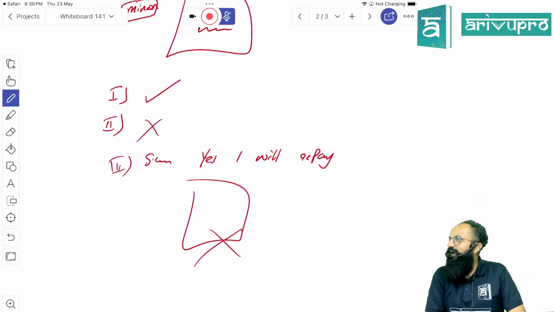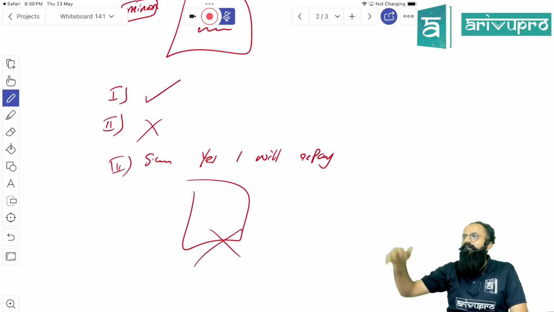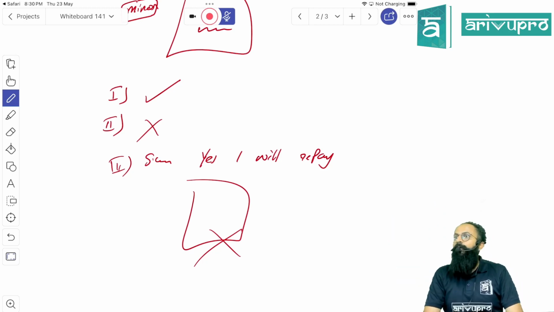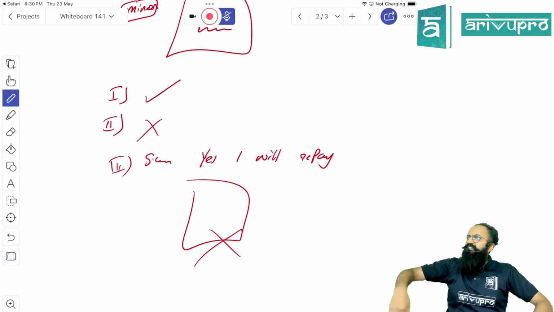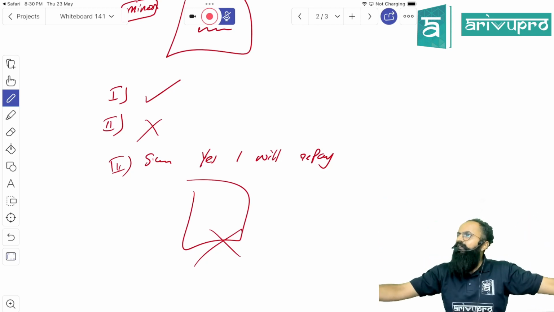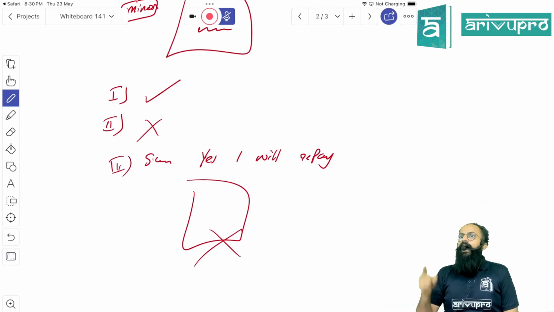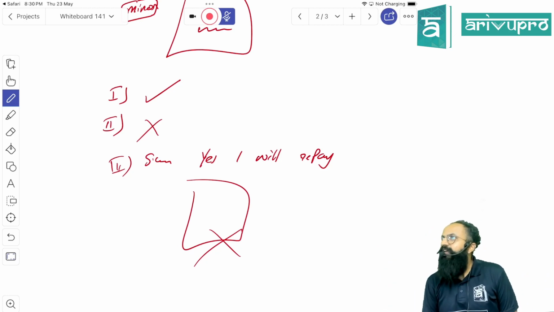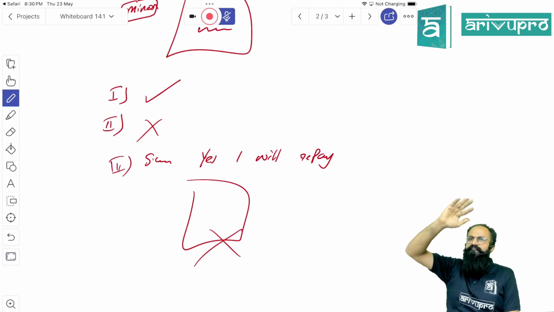Correct. Understood? Minor agreements are void ab initio. Void ab initio means invalid from the beginning. Since the time you made the contract, it is invalid. You can never make it valid. The word given in the law is that a minor agreement can never be ratified. Once invalid, always invalid.